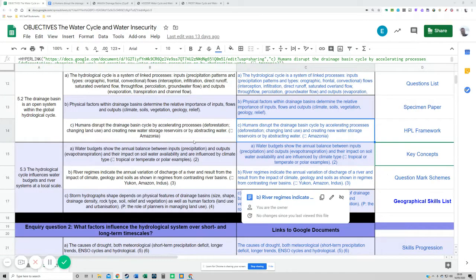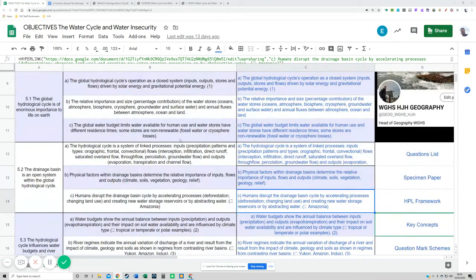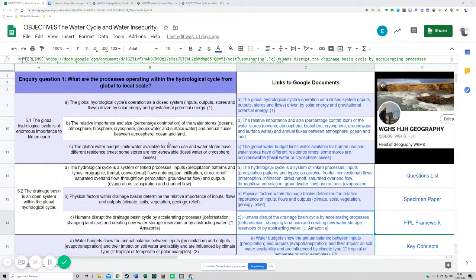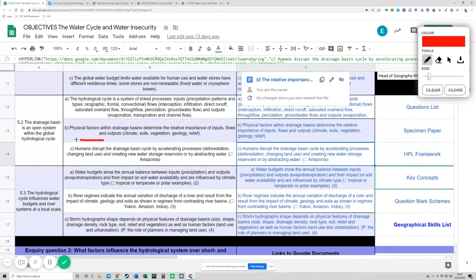Hello. So today I'm going to be looking at the water cycle and water insecurity topic, and I'm going to be looking under the first inquiry question: the processes operating in the hydrological cycle from global to local. We're going to be dealing with 5.3c. So this bit here. If you click on the right Google Doc, we'll go through this bit.